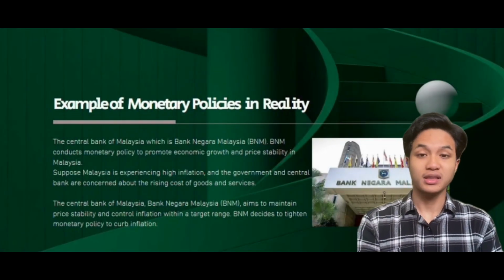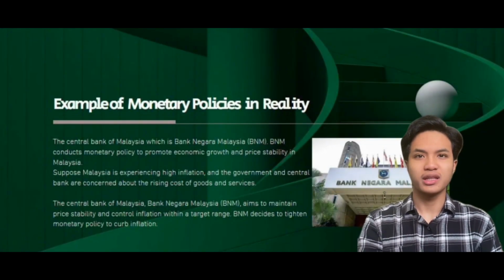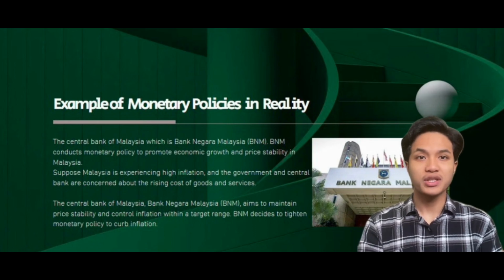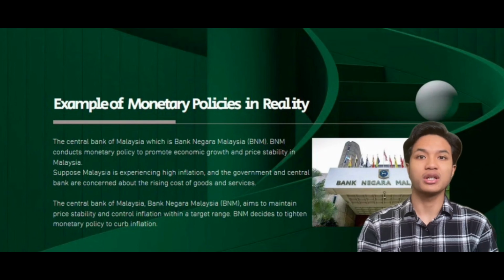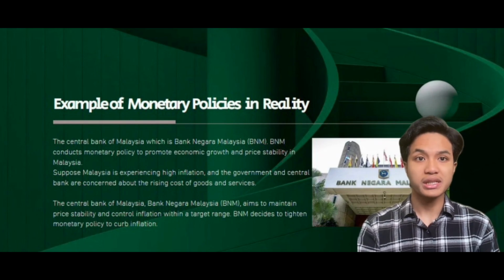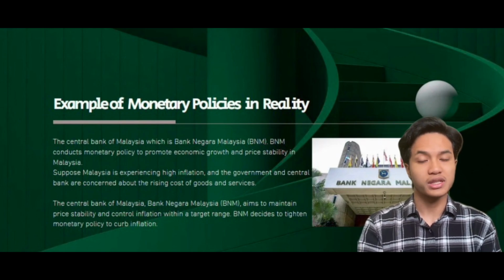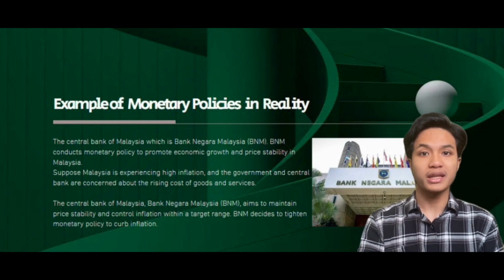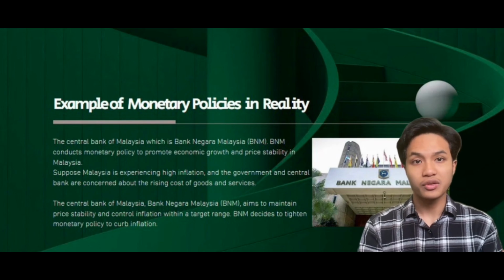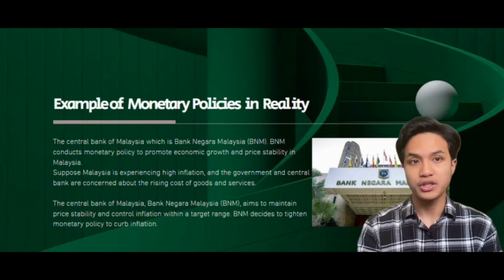These are examples of monetary policies in reality. The Central Bank of Malaysia, which is Bank Negara Malaysia, BNM, conducts monetary policy to promote economic growth and price stability in Malaysia. Suppose Malaysia is experiencing high inflation and the government and central bank are concerned about the rising cost of goods and services. BNM aims to maintain price stability and control inflation within a target range.